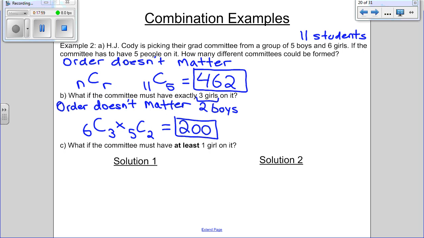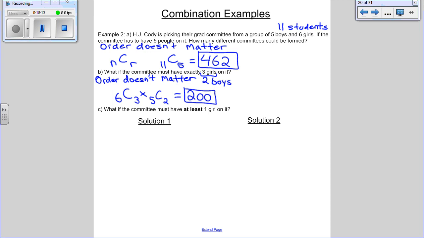So I'm going to show you one way to do it, and I'm going to show you a better way to do it. The first way, if I have at least 1 girl, that means I have 1 girl, or 2 girls, or 3 girls, or 4 girls, or 5 girls. Those are the 5 situations I could have, right? Those are all at least. So situation 1 would be only 1 girl made the committee. Situation 2 would be 2 girls made the committee. Situation 3 is 3 girls made the committee. And then 4 girls made the committee, and then 5 girls made the committee. Those are all at least 1 made the committee.